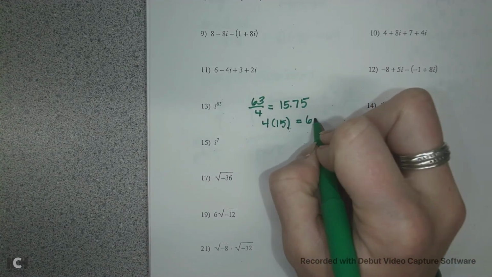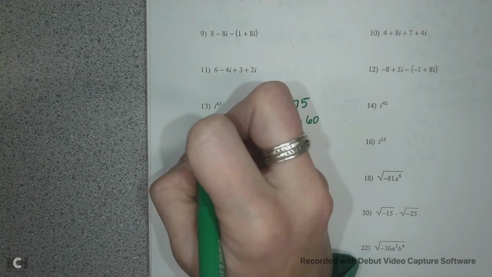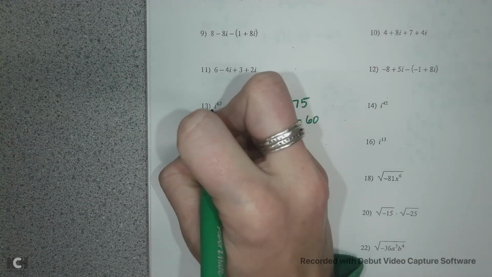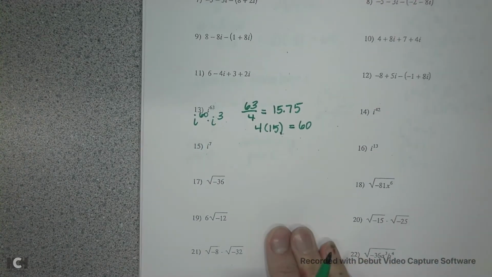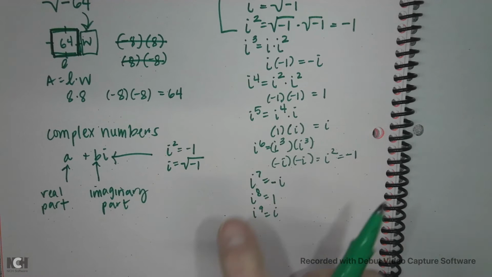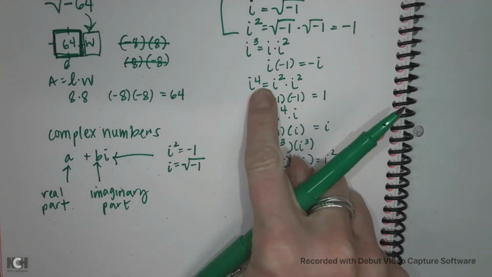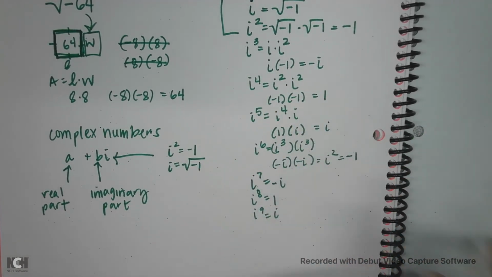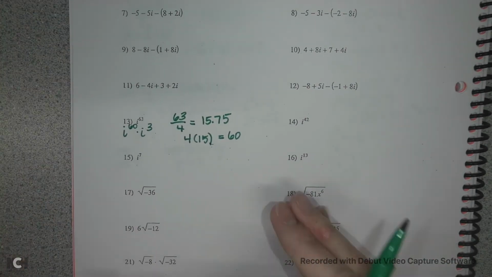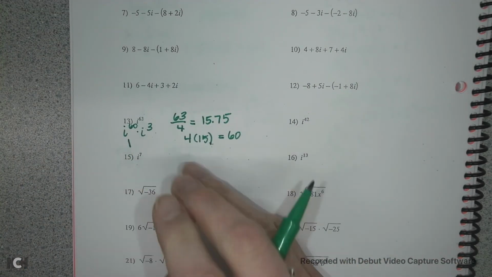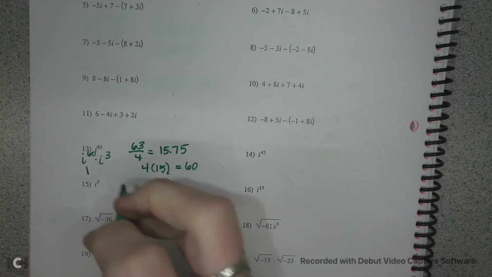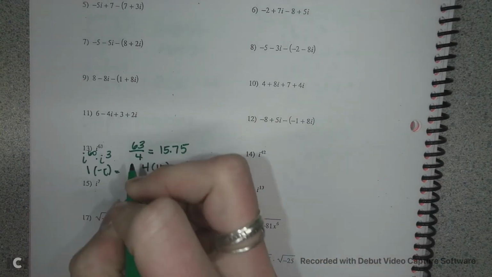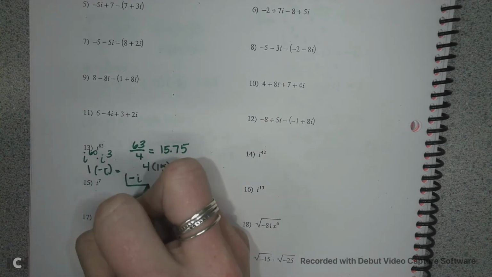is 60. So basically, i to the 63 is going to be i to the 60 times i to the 3, because 60 is a multiple of 4, and anything to the 4th power is just 1. So it's going to be gone. It's just the number 1. Okay, so i to the 60 reduces to 1. And then i to the 3rd, if you want to, you can go back to your cute little chart. So i to the 3rd is the same thing as -i. So it's 1 times -i, which is the same thing as -i.